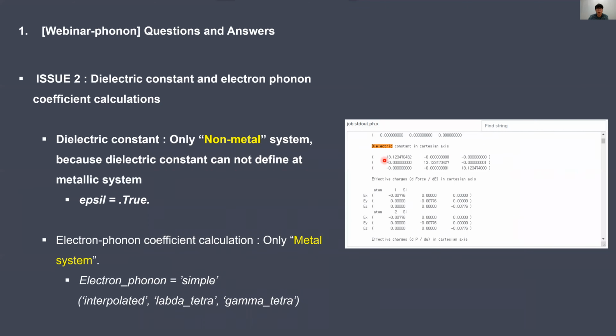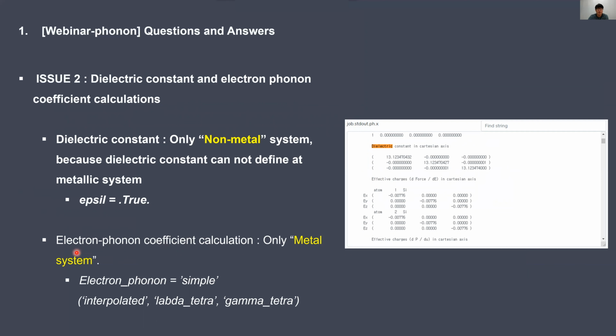In an isotropically equivalent system, the diagonal components will be almost the same. In this case it is silicon. Silicon is known to have a dielectric constant of around 10 or 11, so it's not bad for the calculation. You can also see the results of the effective charges calculation, for the first atom and the second atom. Because silicon consists of two atoms in the unit cell, you can see the two components of the effective charge.